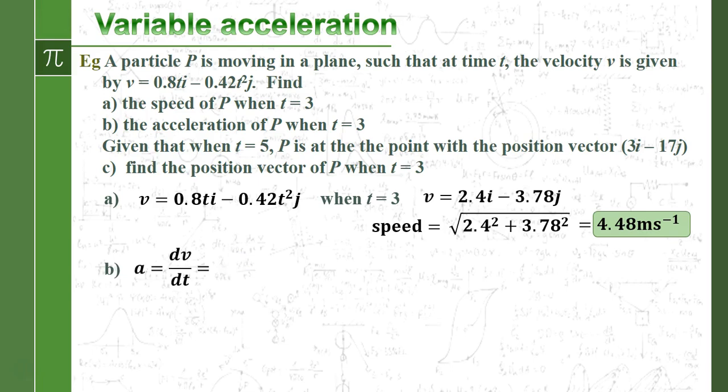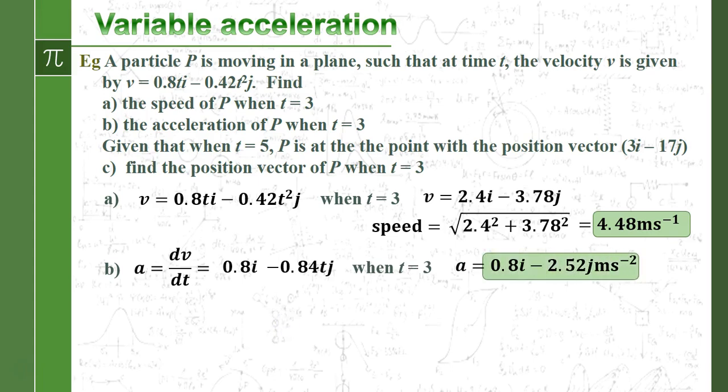Now, acceleration is dv/dt, so we've got our expression for velocity up here, and all we have to do is differentiate with respect to t and treat the i's and the j's separately. If I differentiate 0.8t, that gives me 0.8, so the i component is just going to be 0.8i. And when I differentiate the j component, 0.42t squared, that's going to become minus 0.84t. And there's our j component sorted. So there's our acceleration, and when t equals 3, our acceleration is minus 0.8i minus 0.25j. And there we go.